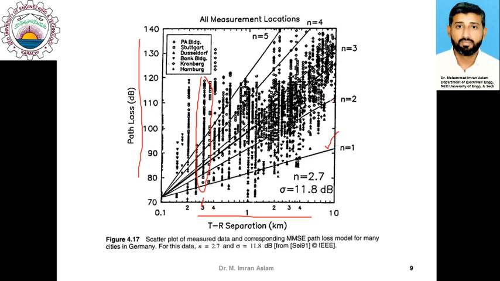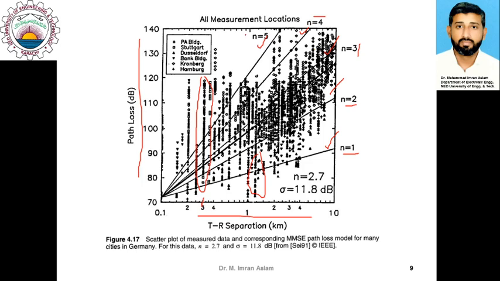These straight lines represent the curves for different values of n. This one is the n equal to 5 curve, this is for n equal to 4, this one is for n equal to 3, this one is for n equal to 2, and this one is for n equal to 1. You can see that for each curve these values have some deviation around the mean value.